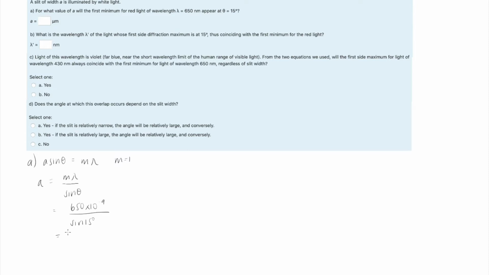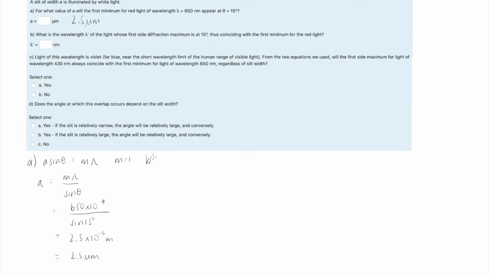And when we do that, we get approximately 2.5 times 10 to the minus 6 meters, which is roughly 2.5 micrometers. And that is the answer to part A.